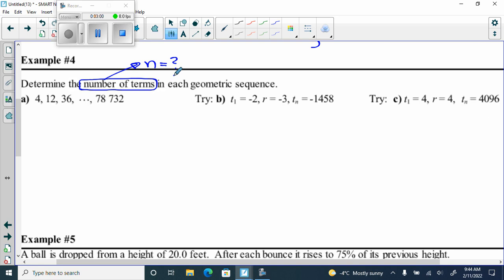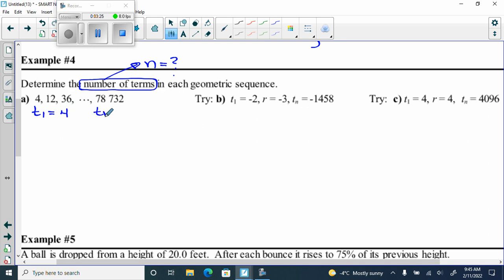Our N is in the exponent. And how did we figure out how to get what was in the exponent? We started the very first part of the lesson with it. We practiced it. Make the bases the same. You need to make the bases the same, then we can write the exponents equal to each other and solve. Right? So let's fill it in first. What do we know? We know T1 is 4.